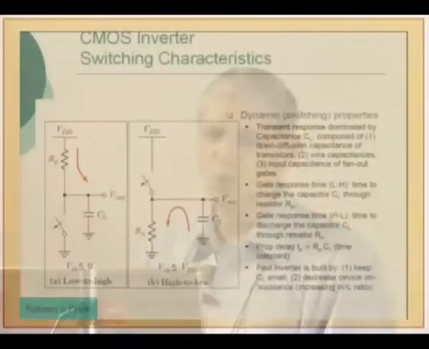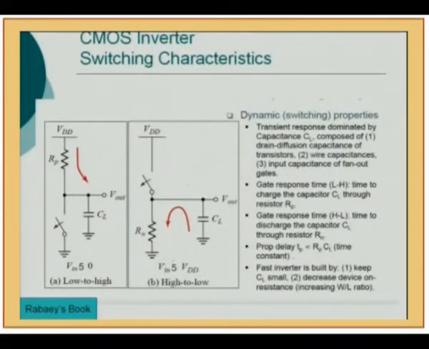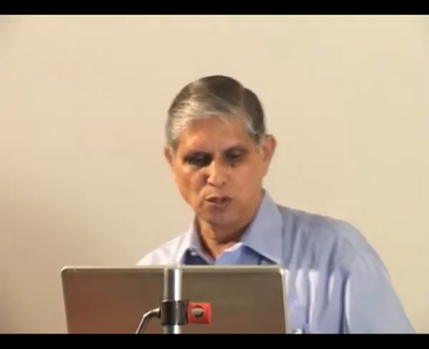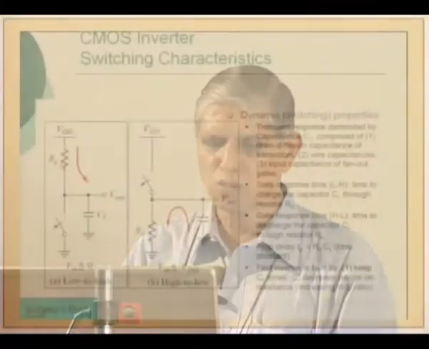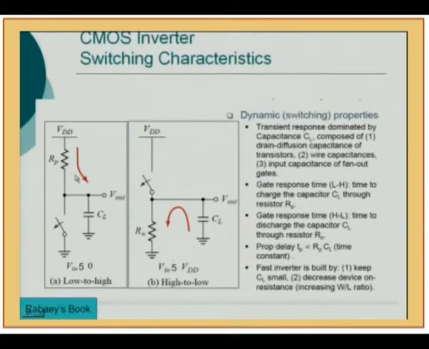So the typical inverter characteristics which Prof. Sharma must have done, I just quickly say: a P channel load, and we are transiting from low to high. It is normally done from the load side, that is, the P channel transistor is actually on and the N channel is off. The N channel is switched off, input 0, that is, less than VT. The P channel is fully on, initially in saturation, then non-saturation, or initially non-saturation, then saturation as the output builds up. So this is the path of charging the capacitance.